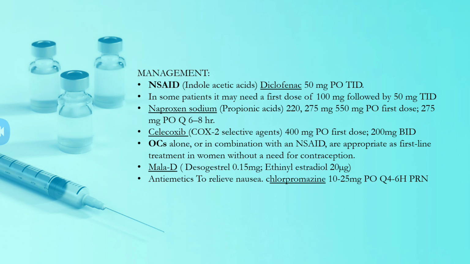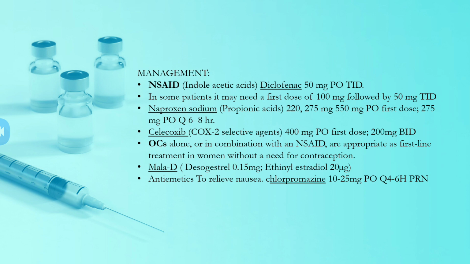Celecoxib is a COX-2 selective agent. It is used if the patient has a history of bleeding or ulcer, because it decreases the risk of GI adverse effects. The dose is 400 mg per oral as a first dose or 200 mg BID, which is twice a day.